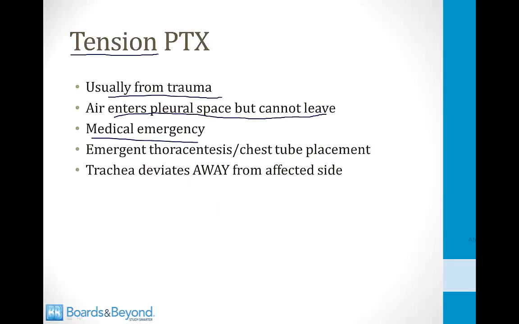This is a medical emergency. Patients who have a tension pneumothorax need an emergent thoracentesis and chest tube placement. Otherwise, that air pressure in the thorax can begin to compress vascular structures, and it can be life-threatening. And a key point to know about tension pneumothoraces is that the trachea deviates away from the affected side.